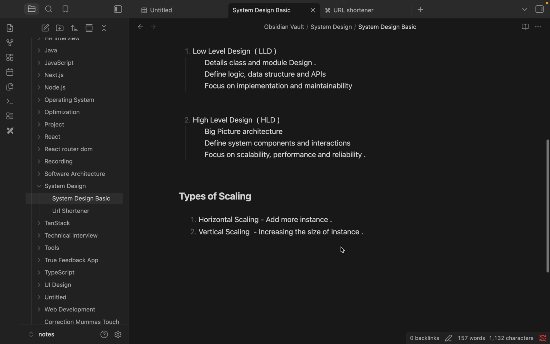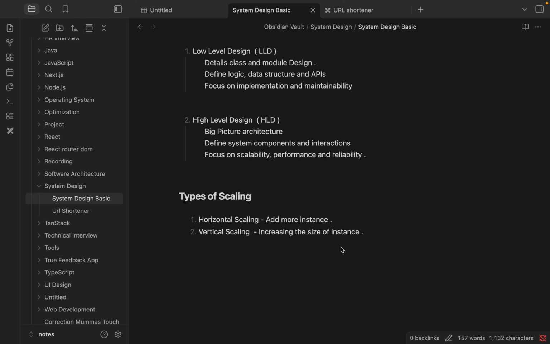Types of scaling: when we talk about system design, it means how our application is going to respond when it is big or when it is small. Initially every application is small, but as users come to the application, the developer needs to scale it. There are two types of scaling.